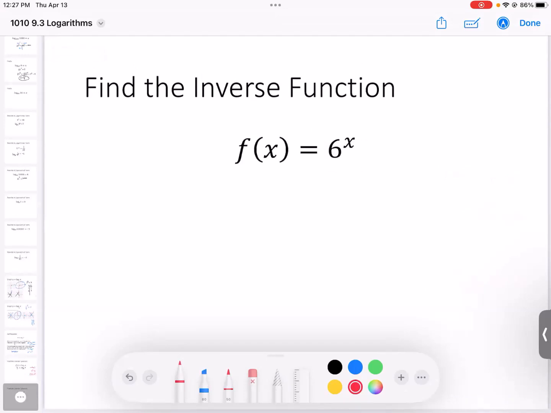So try this one on your own. To find the inverse function, first of all, write it with a y, and then switch the x and the y's and solve for y.